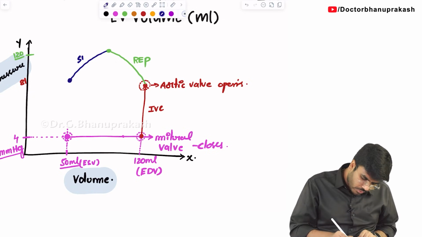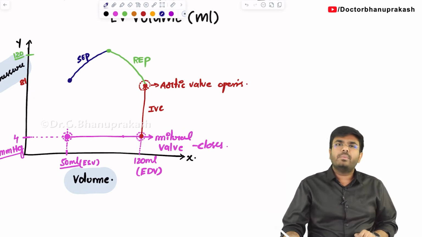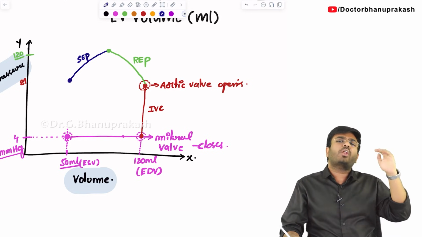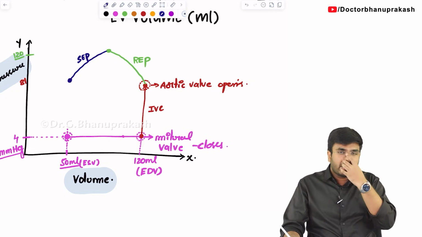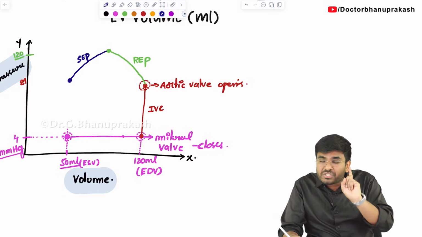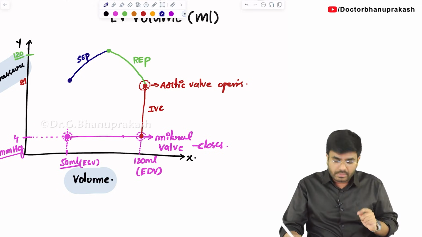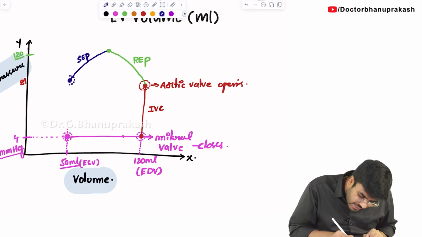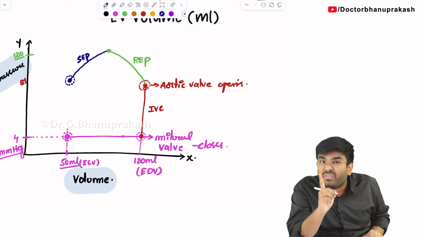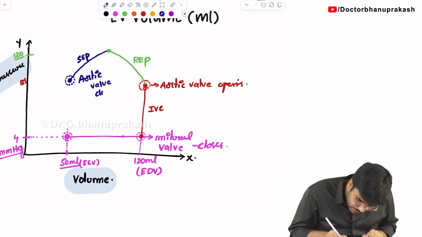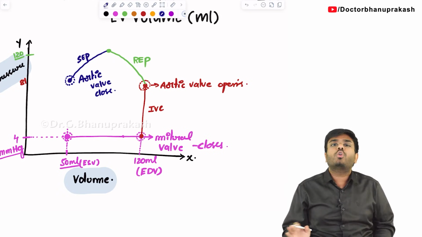Now once the pressure is going less than 80, actually the value is somewhere around 85, but for easy understanding purpose, once the pressure in the ventricle goes less than 80, immediately which valve will close? Once the left ventricular pressure is decreasing, immediately the aortic valve closes. Okay, the aortic valve is going to close now.